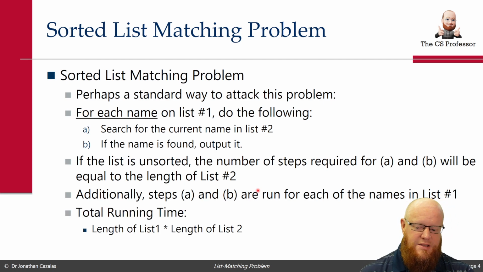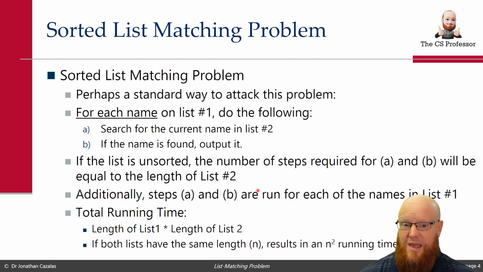So what's the total running time? It's really the length of list 1 times the length of list 2. And if both list 1 and list 2 have the exact same length, let's call that n, the running time of this algorithm is in fact just n squared.